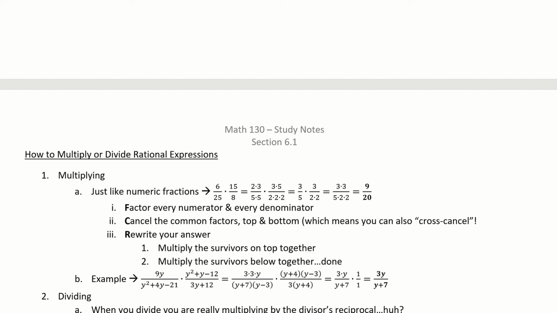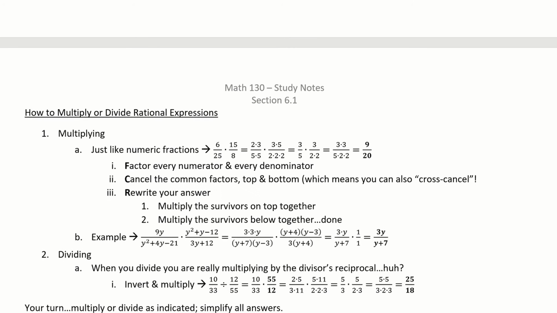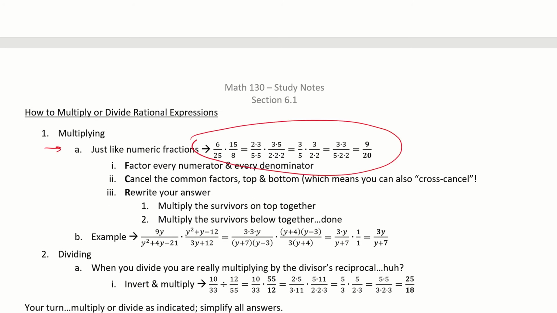Okay, so finally, the last topic in section 6.1, now that we know how to factor and cancel and rewrite, is we can now multiply and divide rational expressions together. So, as per usual, let's first look at a numeric example. This is the product of two fractions, 6 over 25 times 15 over 8.